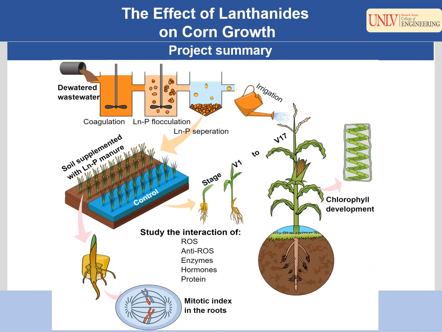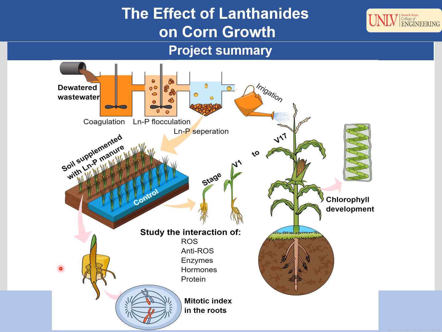As an overall project summary, we begin with our dewatered wastewater that goes through the coagulation process. Lanthanum is added as a coagulant, and the large flocks are formed. These large flocks are then allowed to settle, and clean water is left to exit. We then take this clean water with different concentrations of lanthanum and use it to grow our corn kernels.